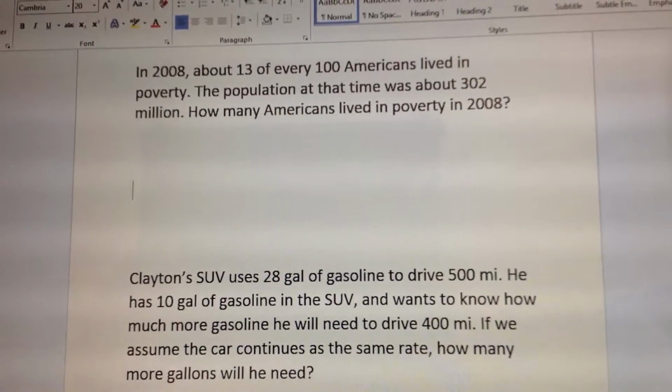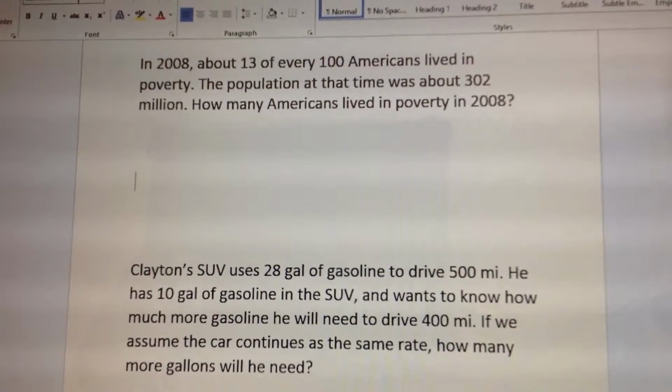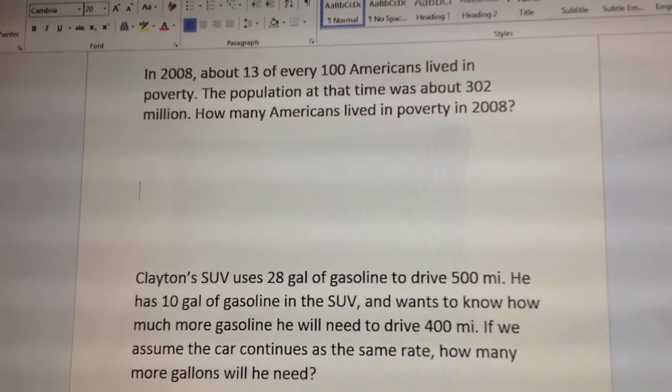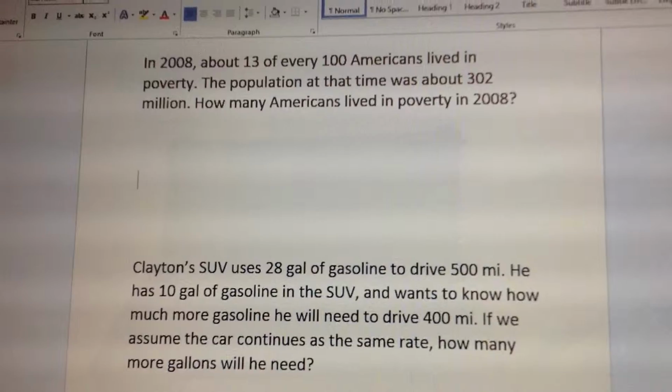In 2008, about 13 of every 100 Americans lived in poverty. The population at the time was about 302 million. How many Americans lived in poverty in 2008? So you can screenshot that.